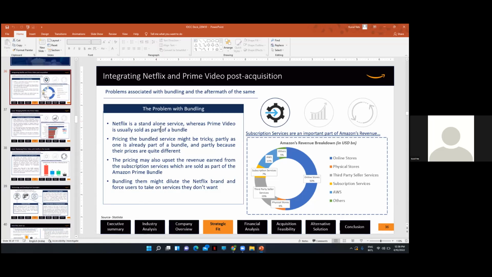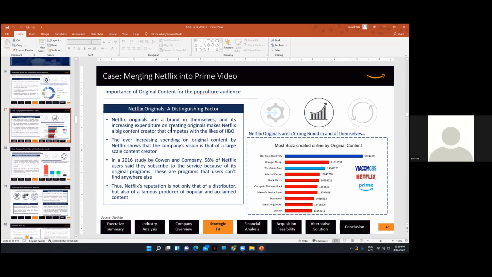we first looked at the bundling problem, how one of the services is provided in a bundle of Prime Video and the other is completely separate. And the pricing part over here would be difficult because it's not an apples to apples comparison here. So we've looked at that concern of bundling, since Prime Video is a part of Prime, and Prime includes a lot of other services as well. The subscription services section here.